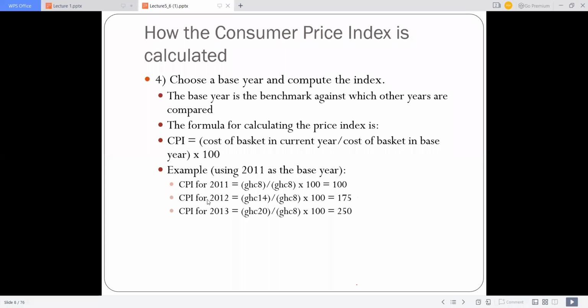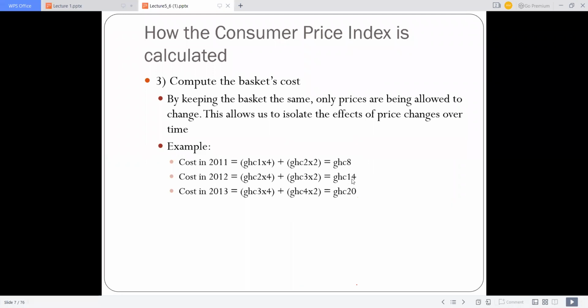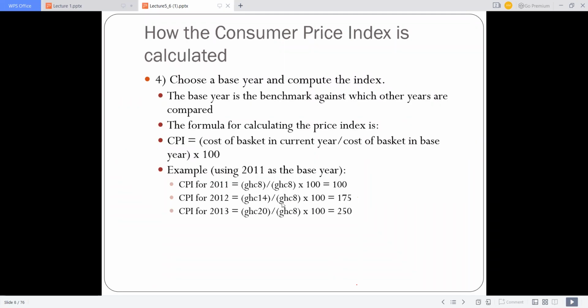This is the CPI for 2011. What is the CPI for 2012? Now, I've already told you we've chosen a base year cost of 8 Ghana cedis, right? So when we completed the basket for 2012, what did we get? 14 Ghana cedis. So the 14 Ghana cedis over the base year, which was 8 Ghana cedis, times 100. Now, after this computation, we have our CPI for 2012 to be equal to 175.